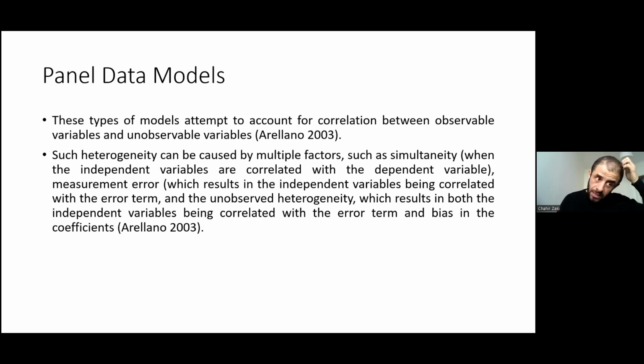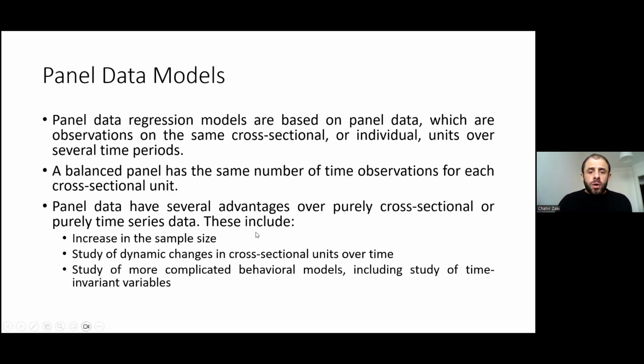So in this case, in order to control for this heterogeneity that we have in the data, and in order to control for unobservables, we need to use panel data models. Okay? So the basic definition is that panel data regression models are based on panel data, where observations are for the same individuals that are observed over time.